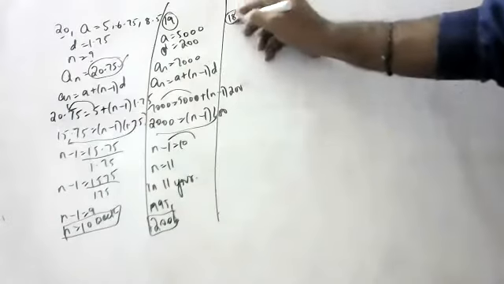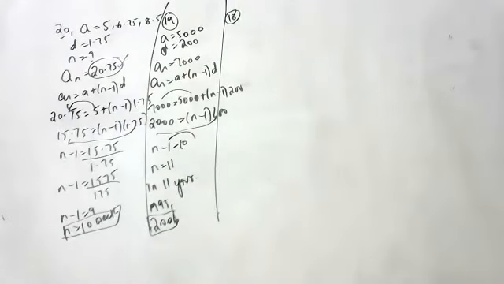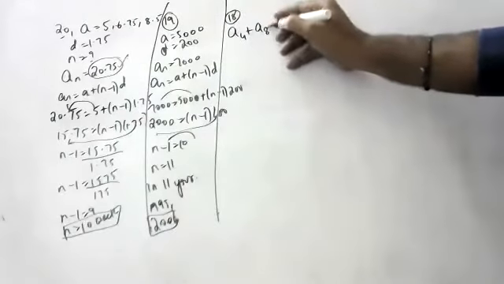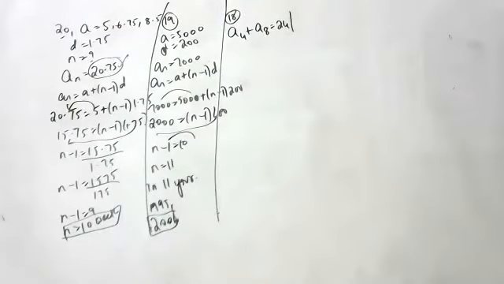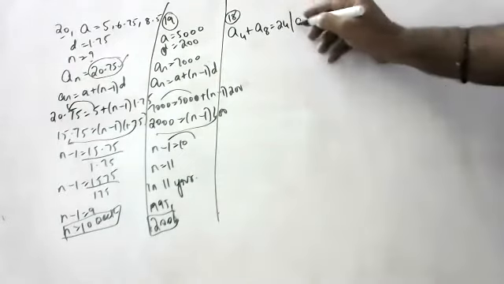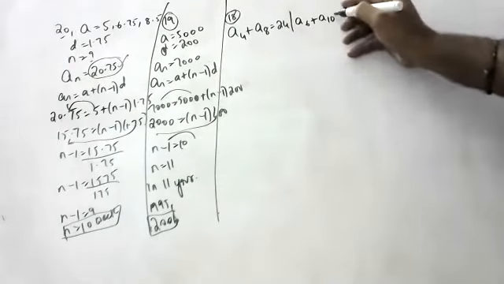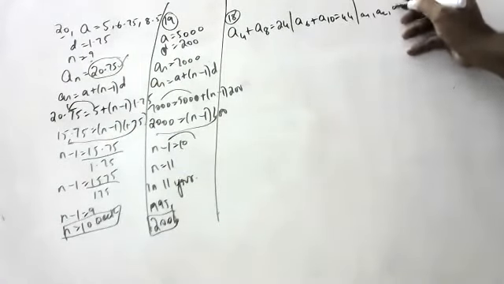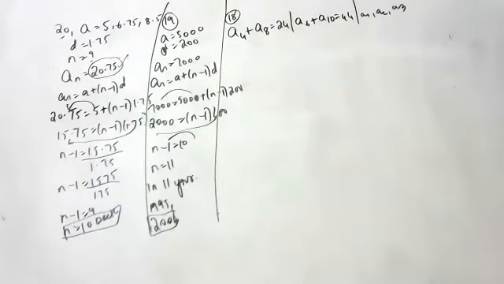Next question, children. Please see here, all of you. The sum of 4th term and 8th term is 24. And the sum of 6th term and 10th term is 44. Find A1, A2, A3. Yeah, Rakesh.